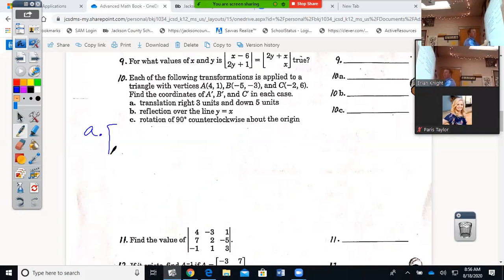We're going to have our, first you got to write your matrix. So 4, 1, negative 5, negative 3, and negative 2, 6.